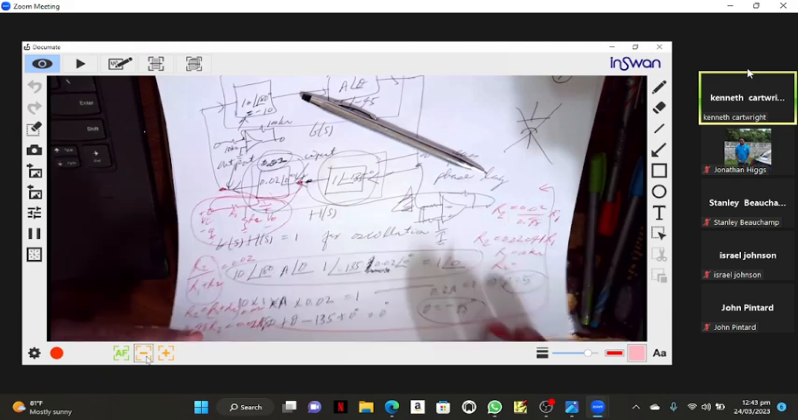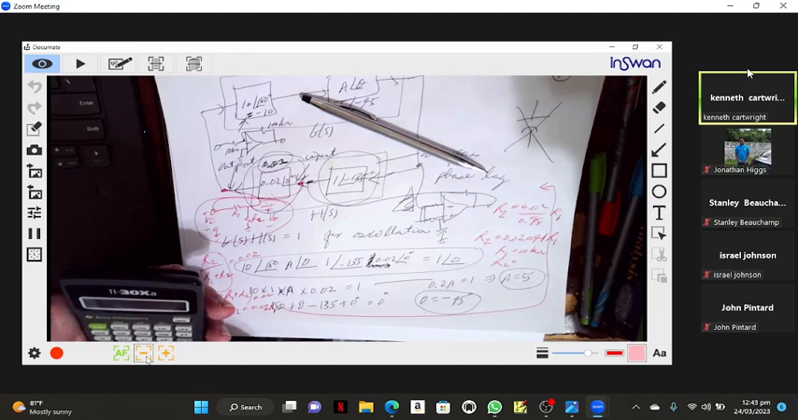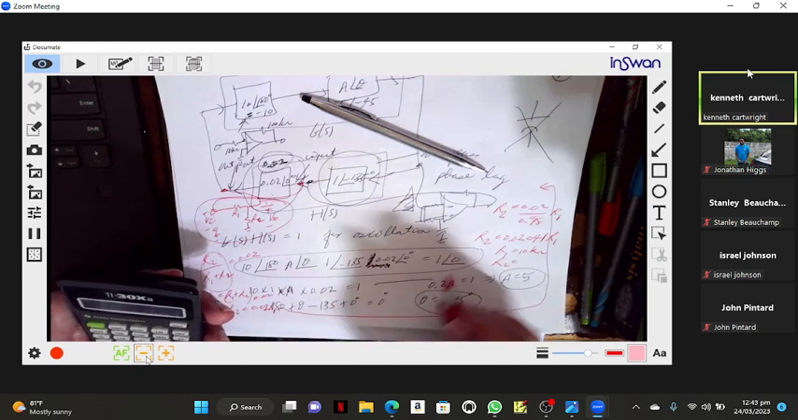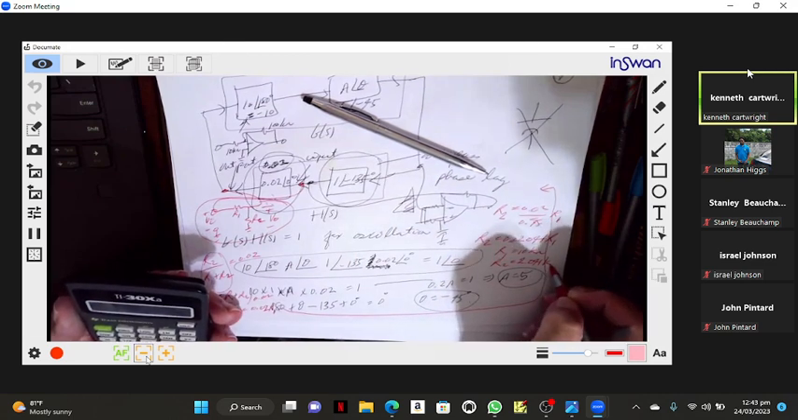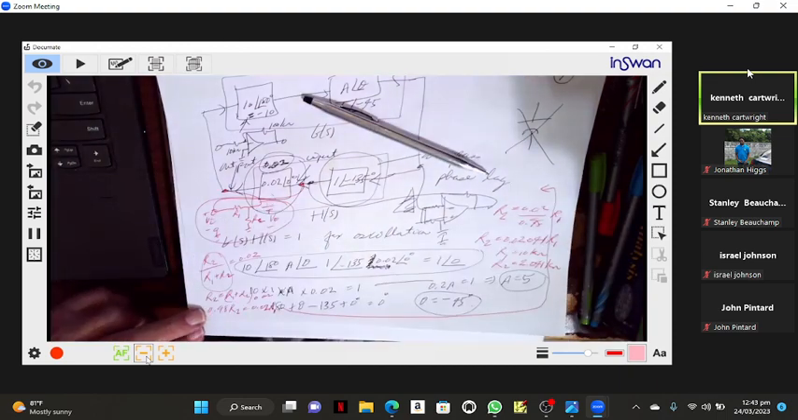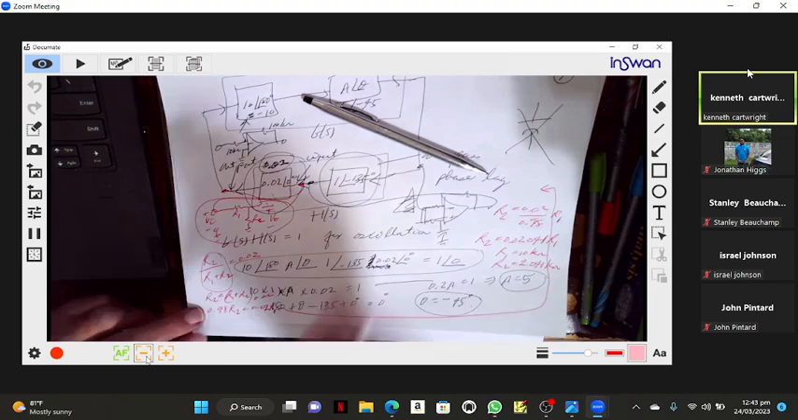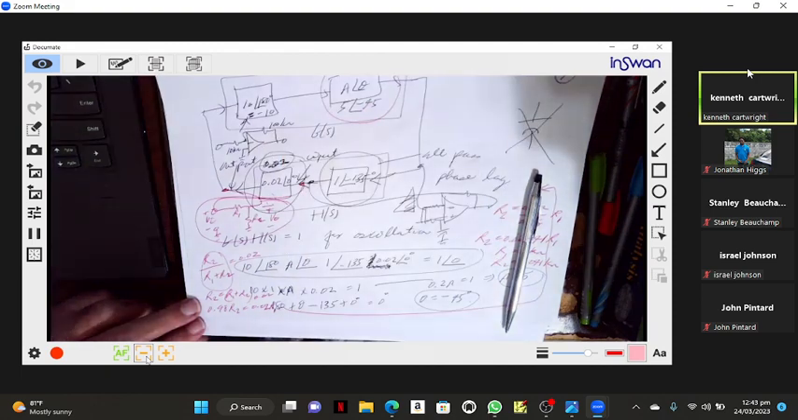R2 then is 2.041 kilo ohms. That's how we create a transfer function of 0.02. And now finally, how do we create this transfer function? How to create gain 5 at negative 45?